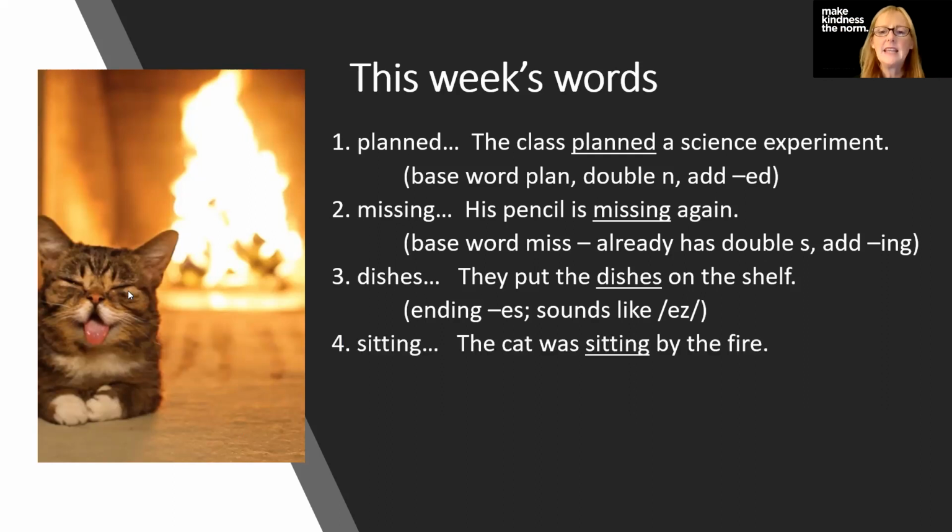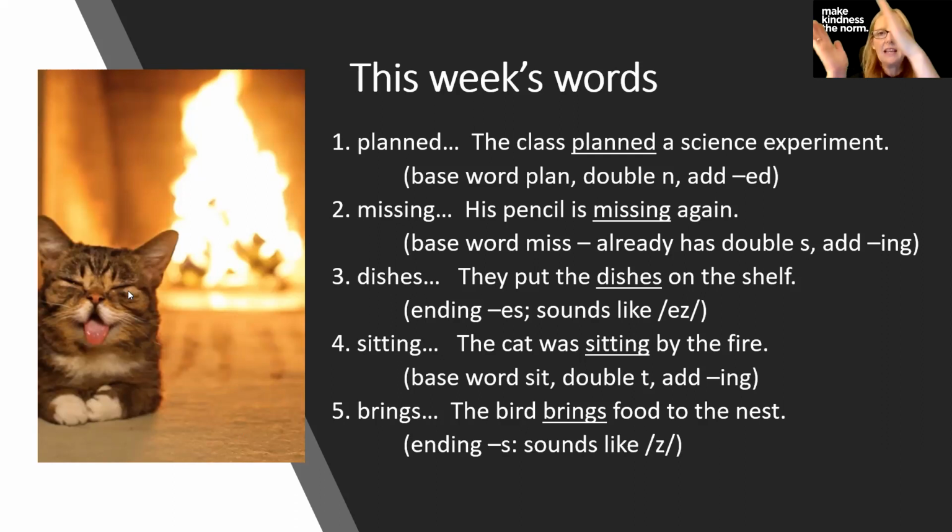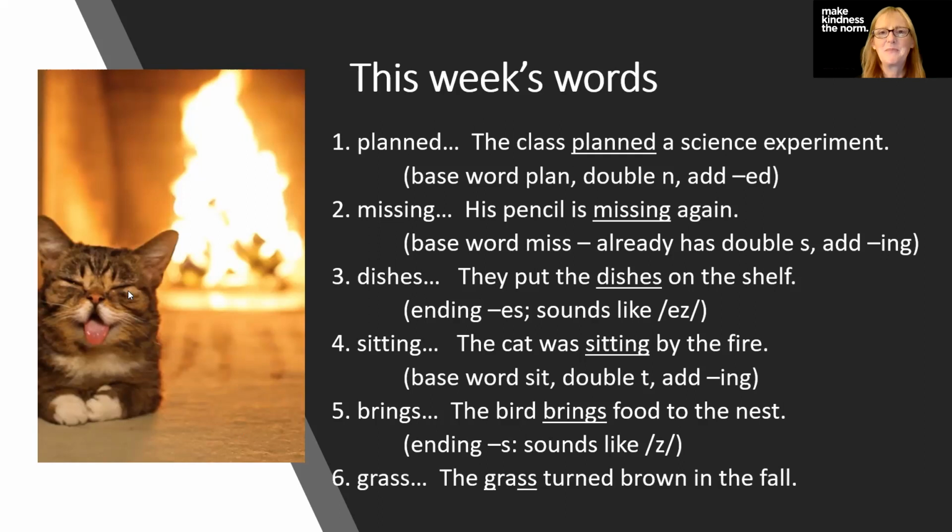Number 4 is sitting. The cat was sitting by the fire. Our base word is sit, one consonant, followed by one vowel, followed by one consonant, the letter T. We are going to double the T before we add the ing. Brings. The bird brings food to the nest. The ending S sounds like the Z, makes the Z sound. But we're still going to use an S, of course.